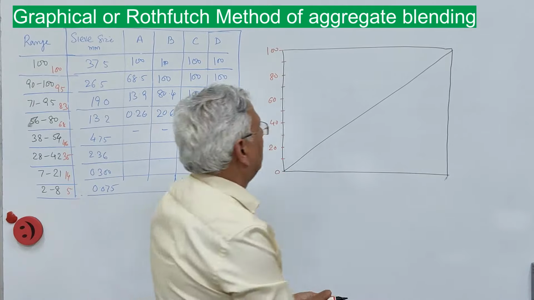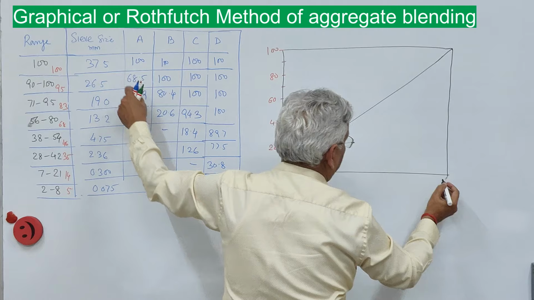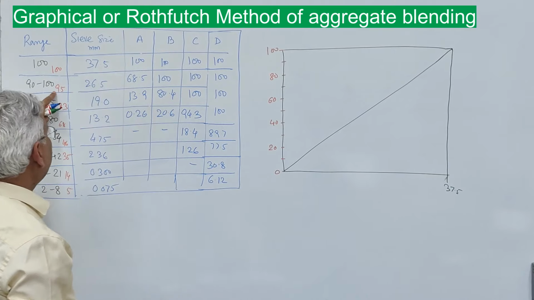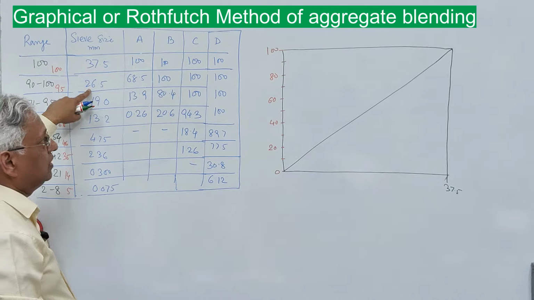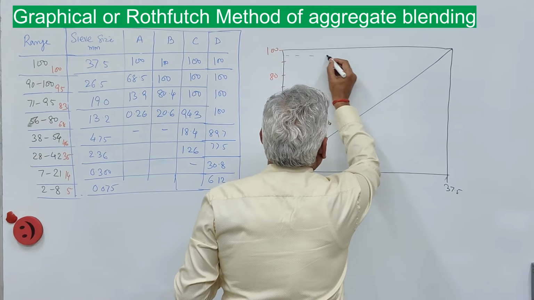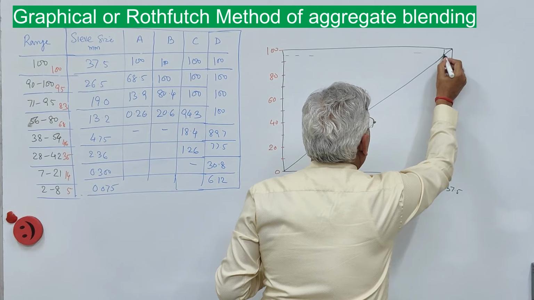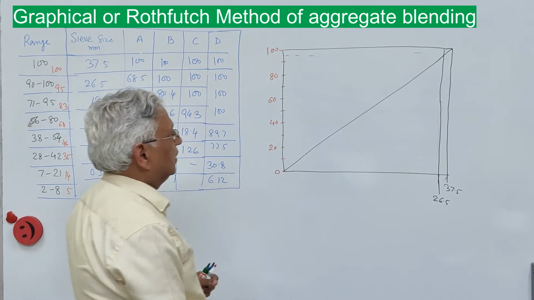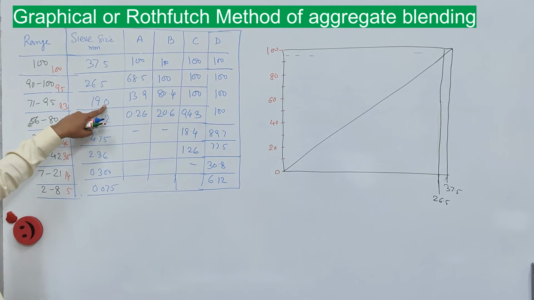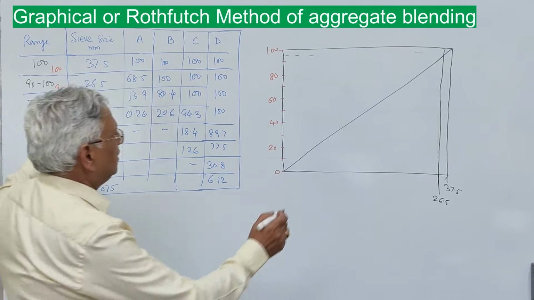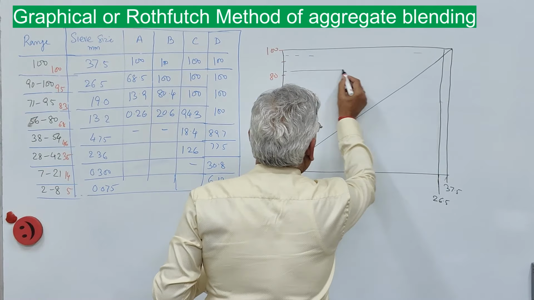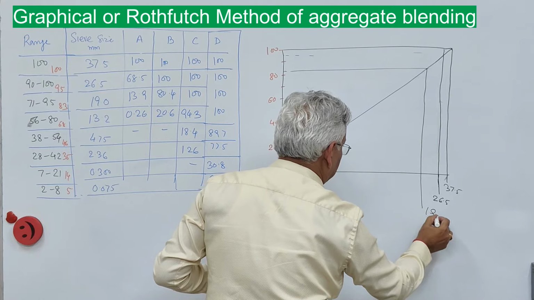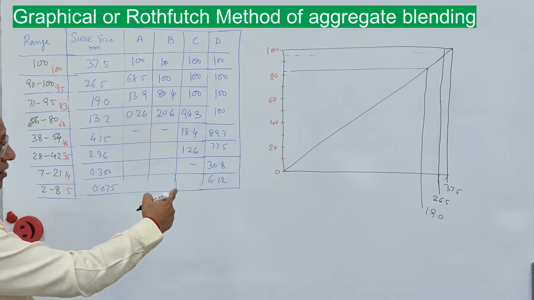So you decide the sizes now. 100% passing is 37.5, so this size is 37.5 millimeter. 95% should pass through the 26.5 millimeter sieve. So corresponding to 95, you take a point here and this is 26.5. Next size is 19 millimeter and 83. So take 83 here and drop a perpendicular here. This is the size 19 millimeter. Similarly, you mark all sizes on this scale.